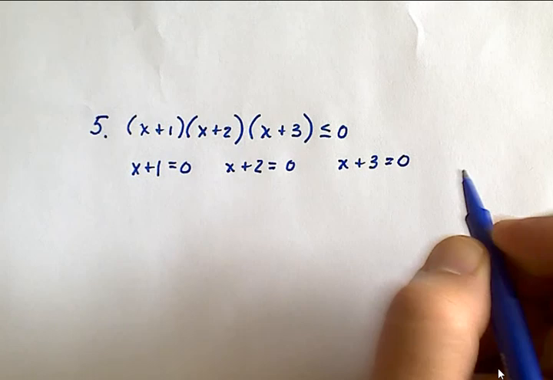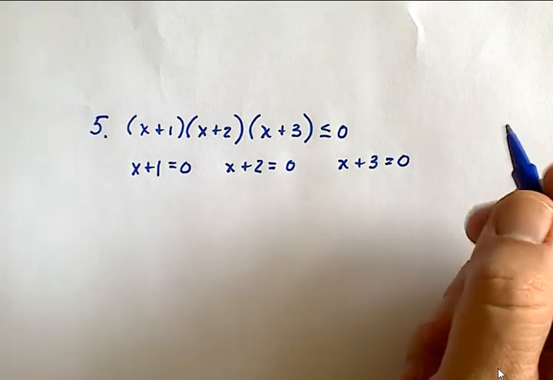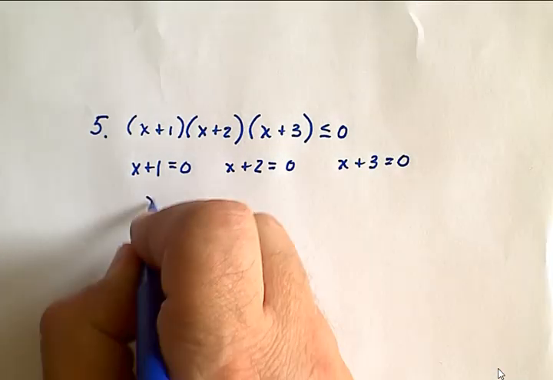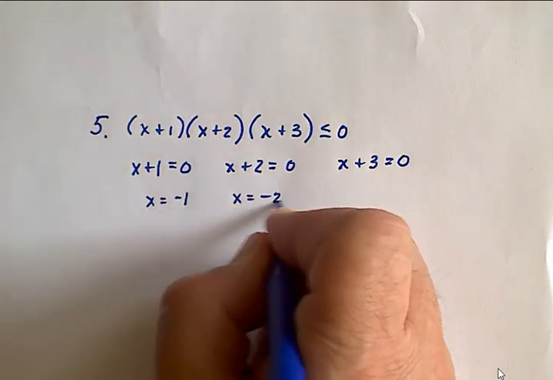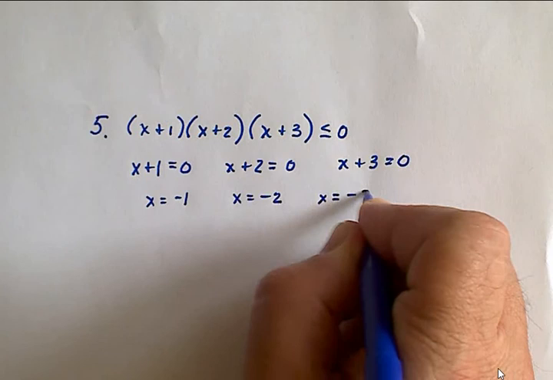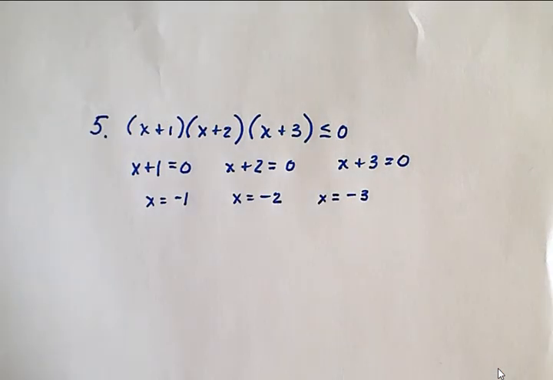Okay, so that means that x equals -1, -2, and -3. The graph crosses at those 3 spots. Now, those are pretty close together. That's what makes this a difficult problem, is that all three of those are pretty close together, okay?